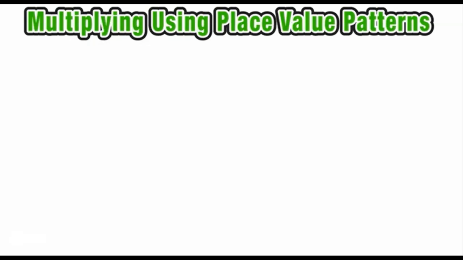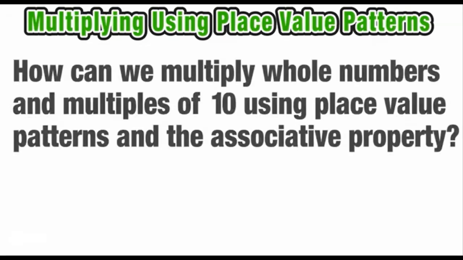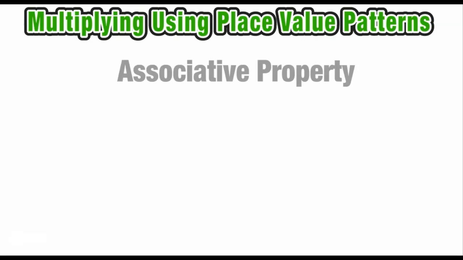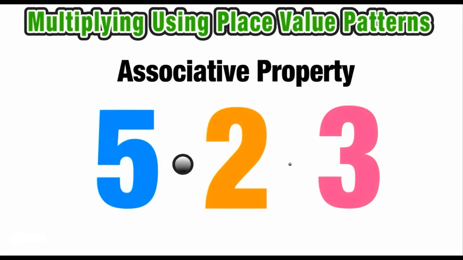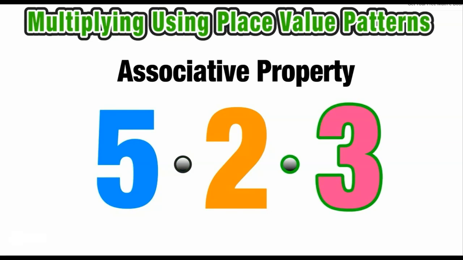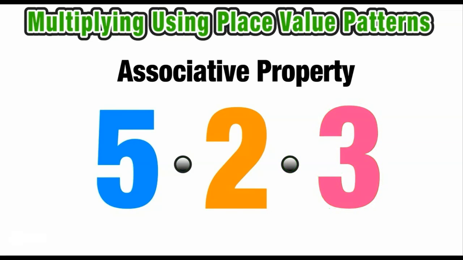Hello again, everyone, and welcome to this lesson on multiplying using place value patterns. We can start off by asking the question, how can we multiply whole numbers and multiples of 10 using place value patterns and the associative property? And before we get into any examples, let's quickly review the associative property and what it means. When we have three numbers that we want to multiply together, let's just say 5 times 2 times 3. Now, in the current order, we'd start off by multiplying 5 times 2, which we know equals 10, and then multiplying that by 3, and 10 times 3 is 30.